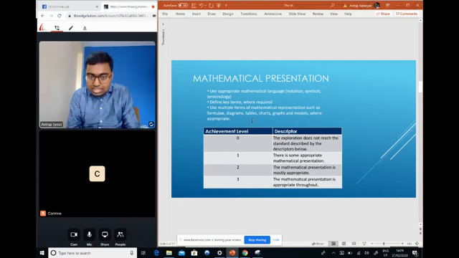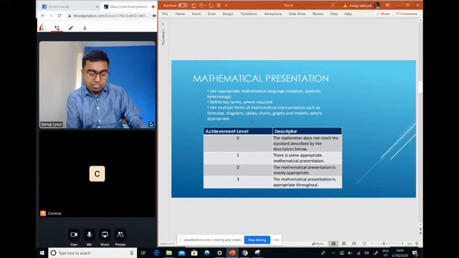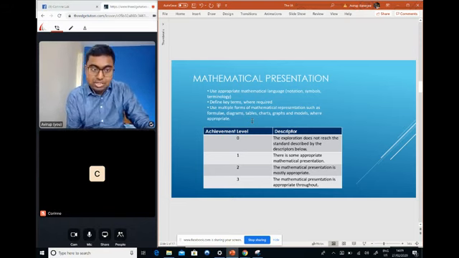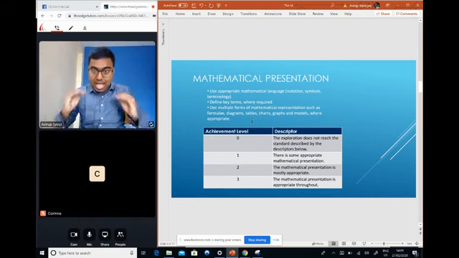So let's see what they say, how to get the top 3 marks. The mathematical presentation is appropriate throughout. You aren't using GCSE level charts and tables. You aren't using kindergarten level, or maybe that's being a bit too harsh. You aren't using primary school. You're using IB level, which is as close to university level as you'll get, sometimes even as high as university level, right? So it's the level of detail.